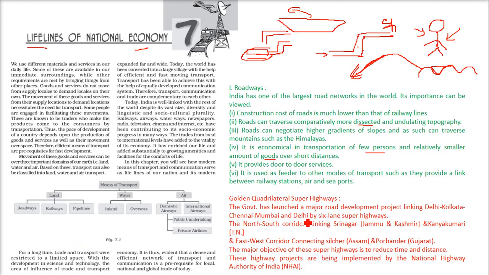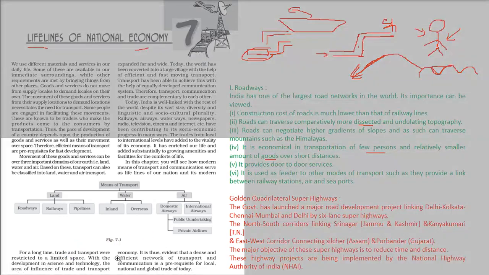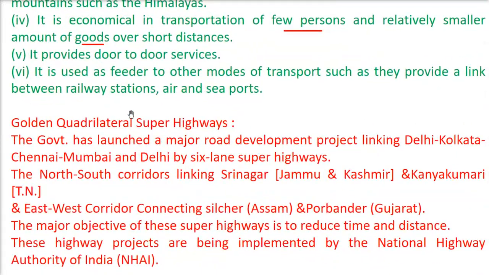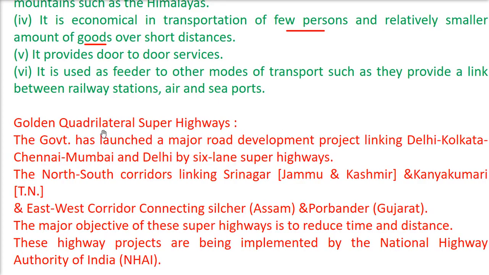So we start with, I'll show you all these, but before that, let me just give you an idea. We have first the super highways. These are super highways, 6-lane highways. 6 lane means 6 roads will be there, means 6 vehicles can move at a time on that road. So this is called the Golden Quadrilateral super highways.